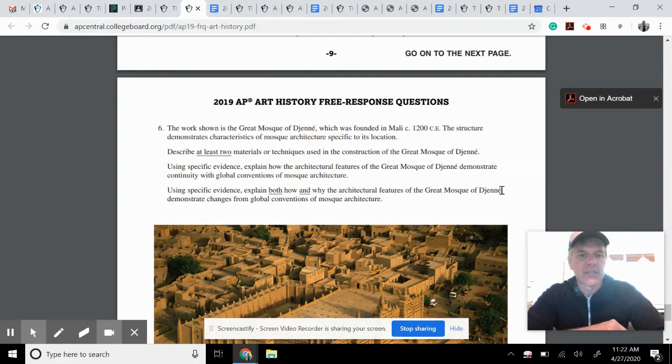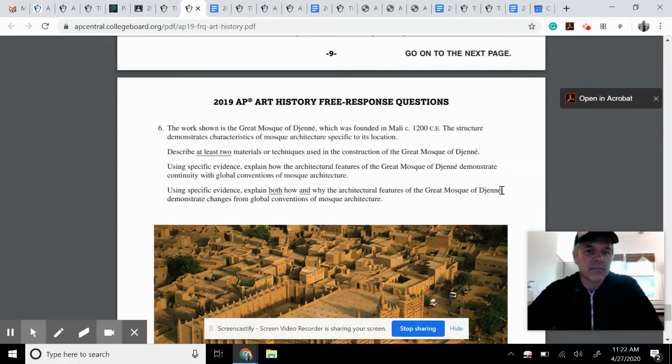Next, using specific evidence, explain how architectural features of the Great Mosque of Djenné demonstrate continuity with global conventions of mosque architecture. Okay, so is that going to be a 1-point thing or a 2-point thing? We'll see. But it says explain how the architectural features of this mosque are in continuity with conventions of mosque architecture. I like the idea of writing a little bit more than you think you need to here, if you have time, because you guys know multiple architectural features of mosques. So bring those in here about how this is like a normal mosque, okay?